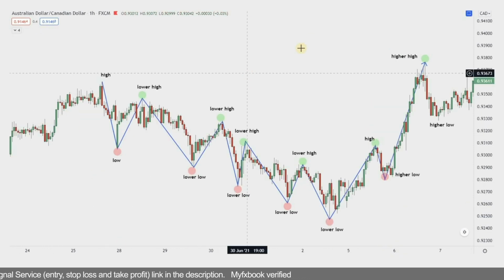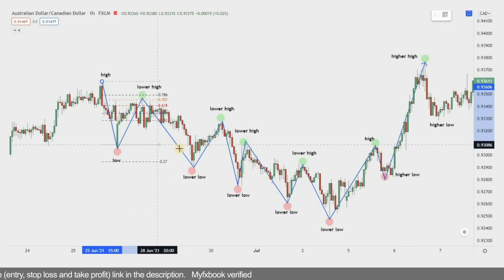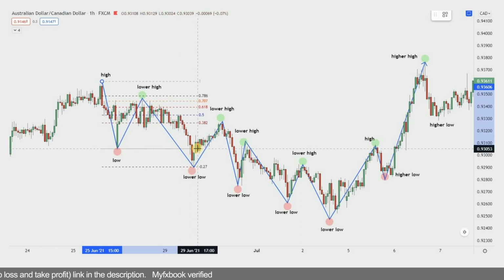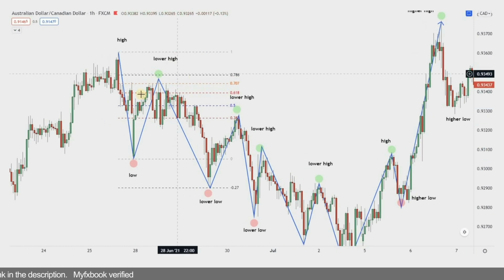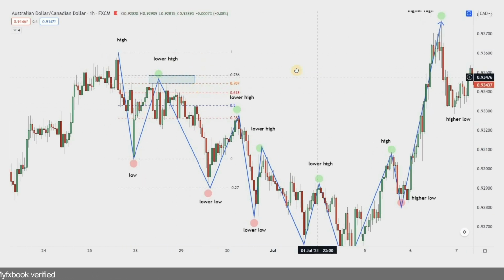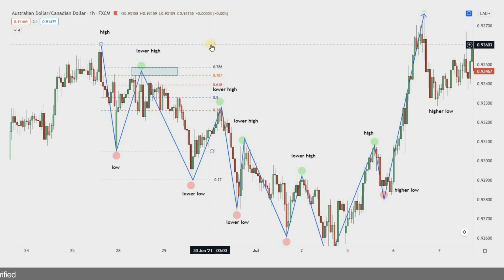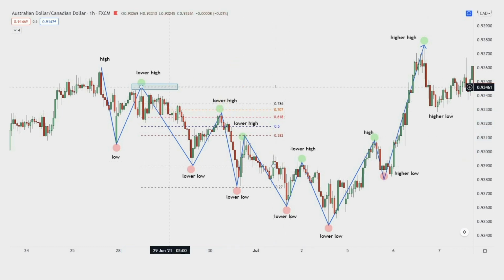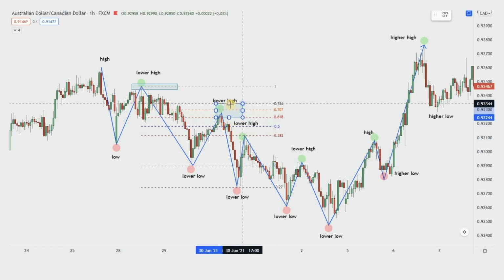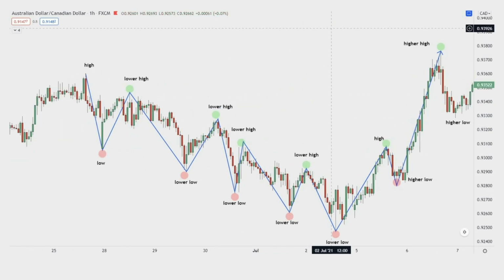Let's talk about Fibonacci retracement. In an uptrend you should draw them from swing low to swing high, and in a downtrend from swing high to swing low. In the first correction, price retraced between 0.707 and 0.786 level. We apply the Fibonacci to the next impulse. Price pulled back at 0.618 to 0.707 level.